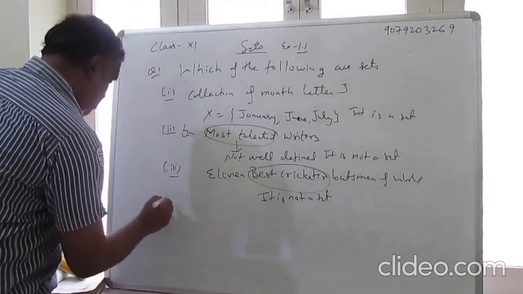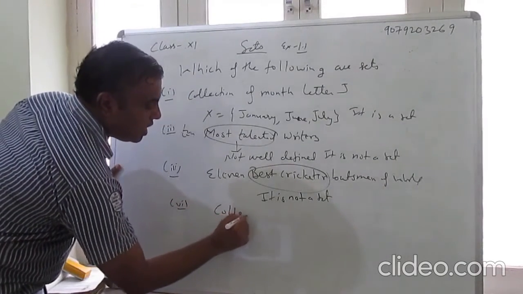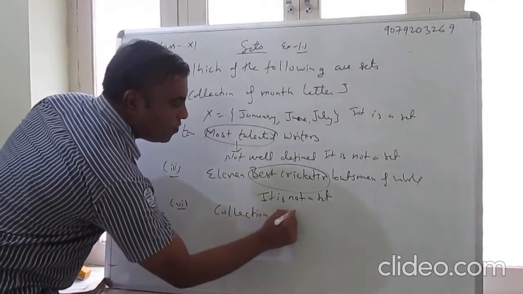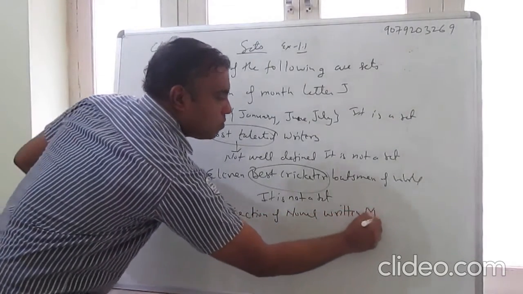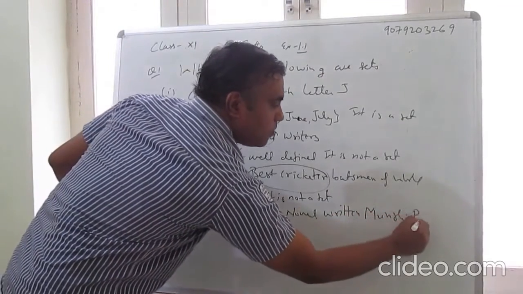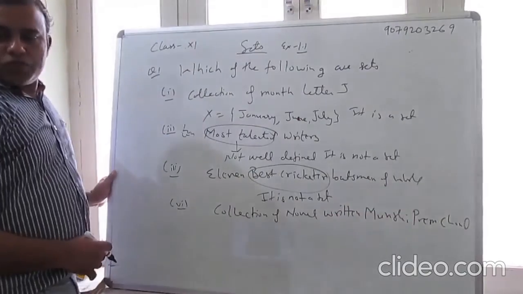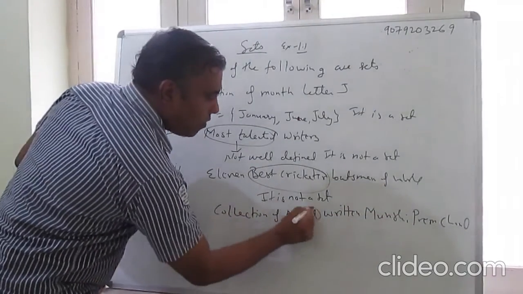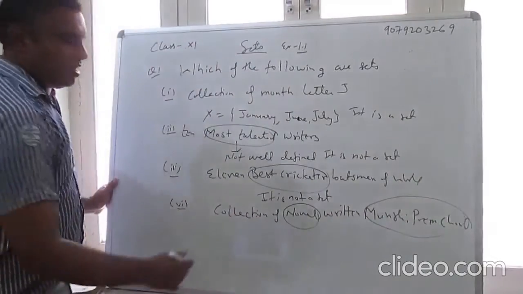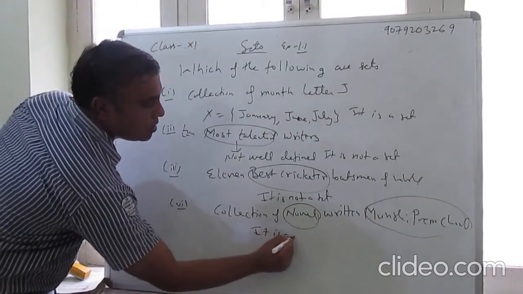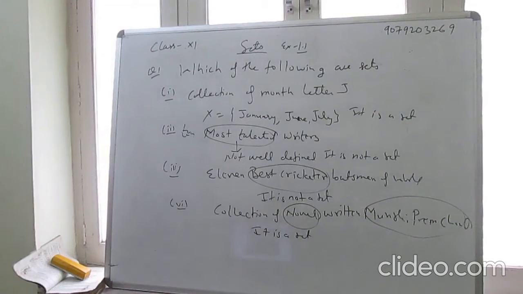I take the sixth part: the collection of novels written by Munshi Premchand. Novels written by whom? Munshi Premchand. It is well defined, so it is a set.